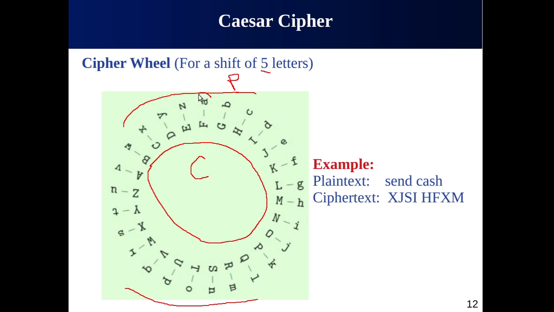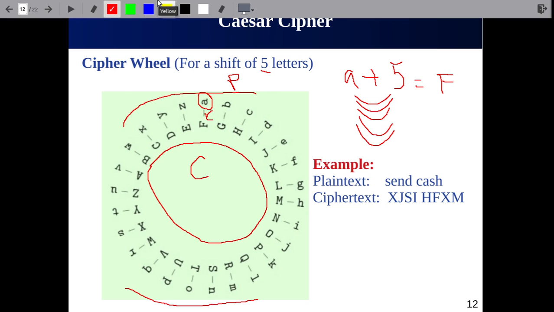So our first plain text letter is A. A plus 5, what will you get? B, C, D, E, F. So A will always be replaced with F. And then you write the rest of the letters. B will be replaced with G, C will be replaced with H, and so on.